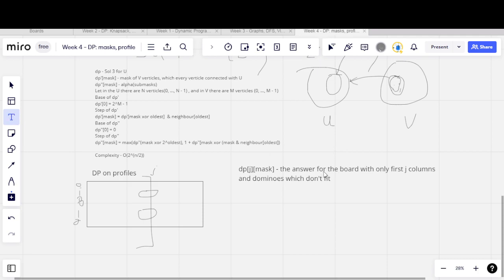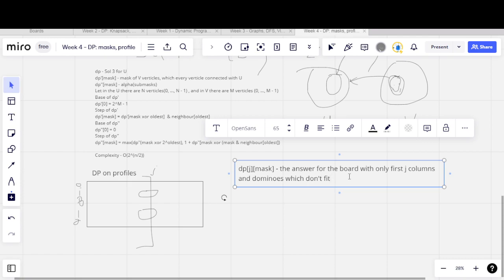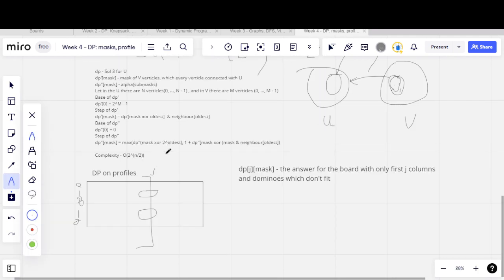So we describe what the DP mask is, and we want to consider a step. The base is trivial. Consider the step. We want to consider the next column, G plus 1. We want to do a step. We have many cases, and we want to do a step.